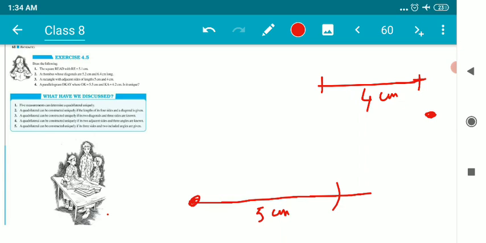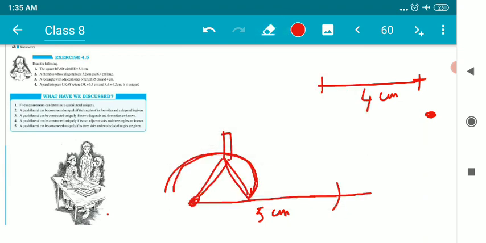Children, as we all know, in a rectangle, the measure of all the angles is 90 degrees. They haven't told us to draw 90 degrees, but they told us to draw a rectangle. So we need to understand they're actually talking about 90 degrees only. So I'll just take my compass. I'll place it over here, and I'll draw one arc like this.